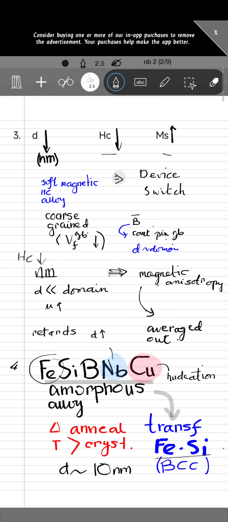So crystallization takes place, but the grain growth is not as much as it should have been. The reason behind this is the presence of these two elements, where copper is an indicator of nucleation, whereas niobium retards the grain growth. That is why we get the nanocrystalline FeSi BCC alloy.